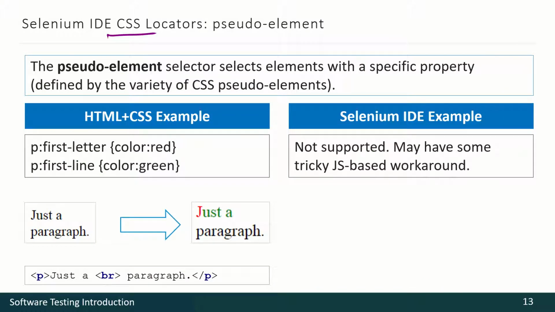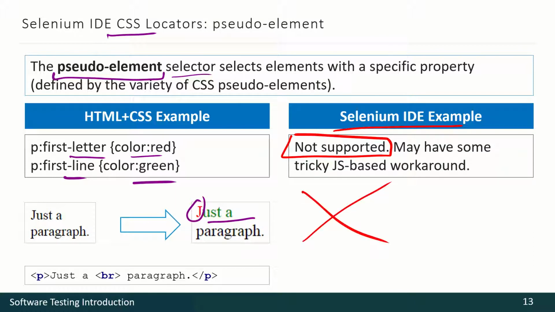In CSS, there is also a pseudo-elements selector for things like first letter or first line, so we may apply some rules to the first letter or the first line or anything like that. But as you can see, in Selenium IDE it's not supported for now. Maybe the support will begin in a couple of days or in a couple of years, but it is not in Selenium IDE for now.